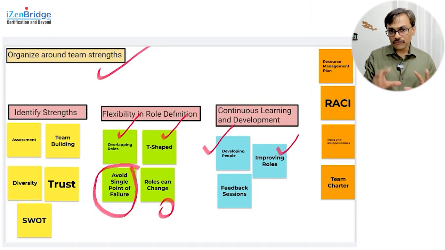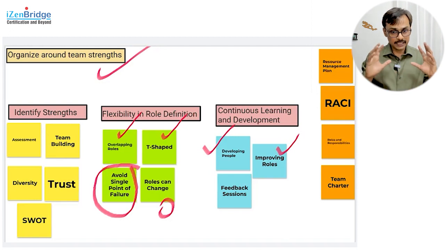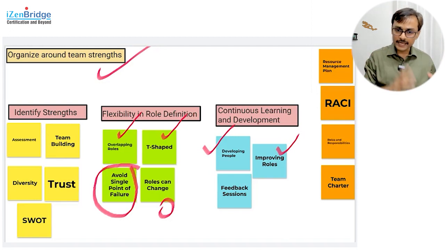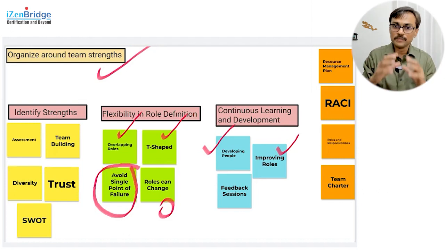So the idea of organizing around team strength in a general manner is we need to figure out who does what. We need to have clarity about roles and responsibility. But that clarity and those roles and responsibility should not be very, very stringent. We are flexible because we are here to achieve the best out of our people. That is the meaning of this particular enabler.